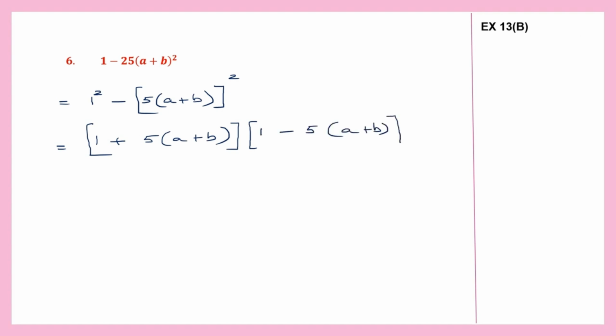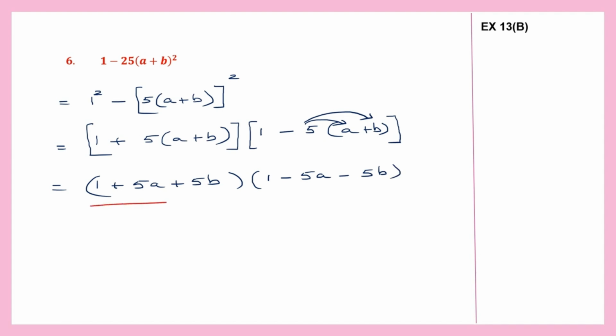Now let's open up the brackets and see what we get. So 1 plus 5 into a plus b is 5a plus 5b. This is the first part. Now this side, what do I have? I have 1, and here when I multiply minus 5 into a, it becomes minus 5a. When I multiply minus 5 into b, it becomes minus 5b. So this is my answer. 1 plus 5a plus 5b, 1 minus 5a minus 5b.